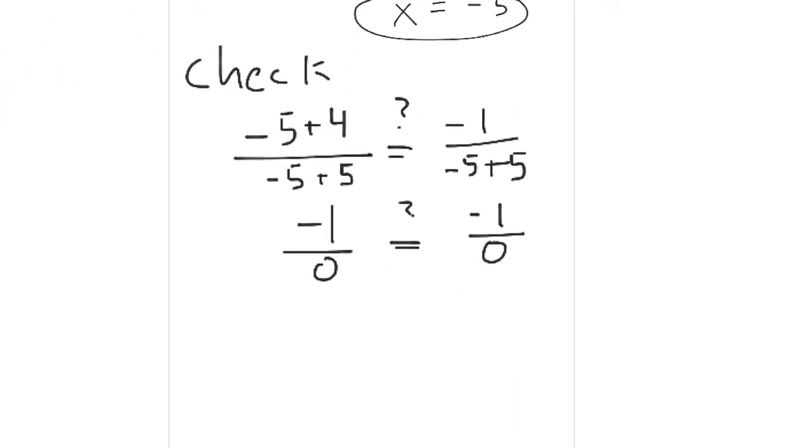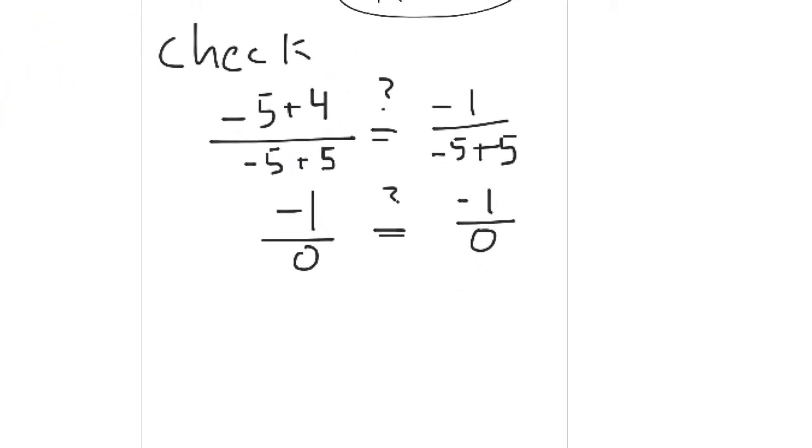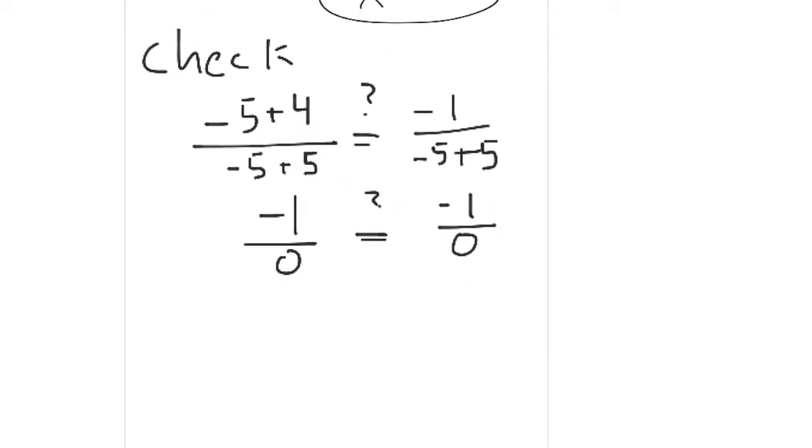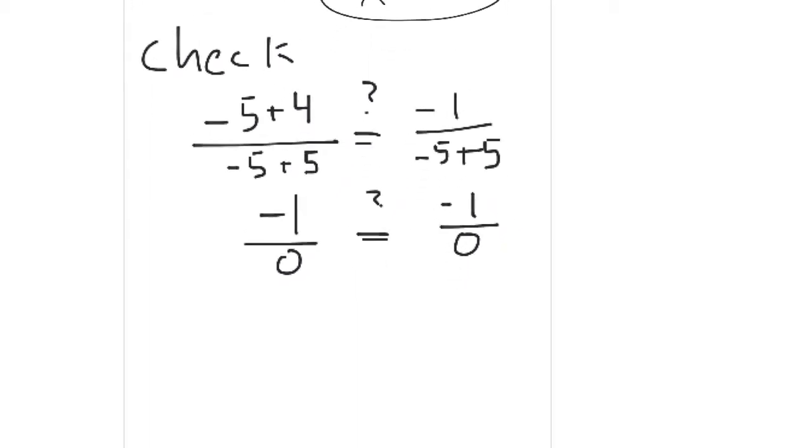Honestly, we really can't trust this as an answer. I know it might look the same on both sides, but -1 over 0 and -1 over 0, as soon as you get zeros in the denominator, you have to just stop and say, no way, it's not going to work. -5 is not a solution. So are there any solutions? No. There are no solutions.